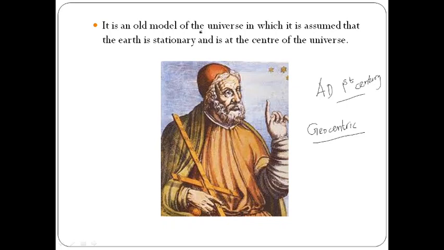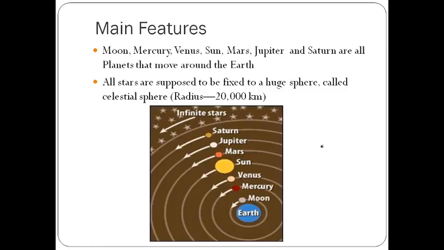So in this model of the universe, it is assumed that the earth is stationary and is at the center of the universe. Now we know this assumption is entirely wrong, but then it was thought that earth is the center of the universe. So that is why we call it the geocentric model.